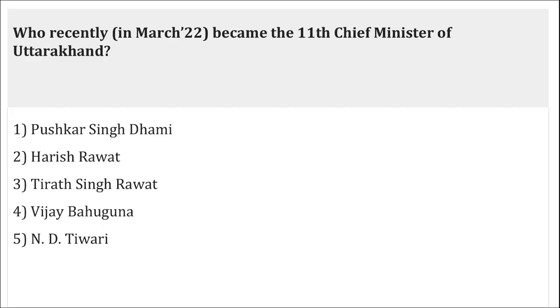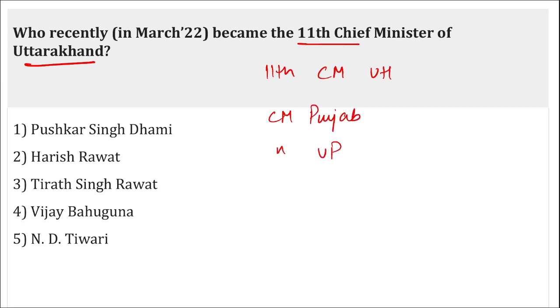So friends, let's start. The first question is, who became the 11th Chief Minister of Uttarakhand? Then tell me, who became the new Chief Minister of Punjab, Chief Minister of UP, Chief Minister of Goa? These are the recent and important appointments. Who became the 11th Chief Minister of Uttarakhand? He is Pushkar Singh Dhami. Alright, Pushkar Singh Dhami became the 11th Chief Minister of Uttarakhand.